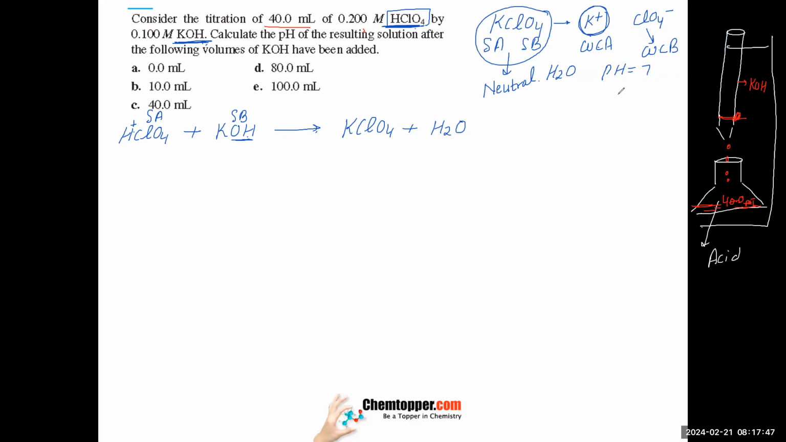So, ready? Let's do A part. In the A part, the volume of KOH added is 0.0 ml. So, who is controlling the pH in the A part? Who is controlling the pH at the A part? KOH is not there. KOH is 0 initially. HClO4. And what's the concentration of HClO4?